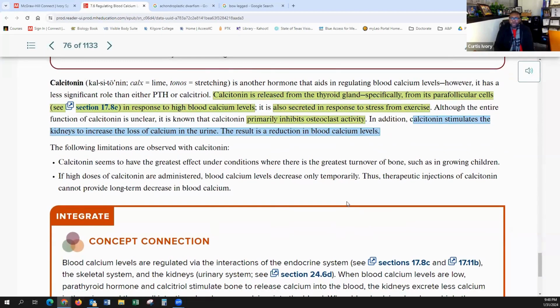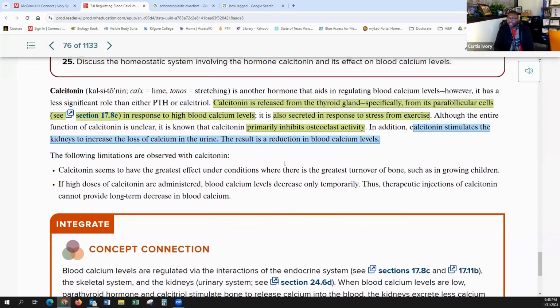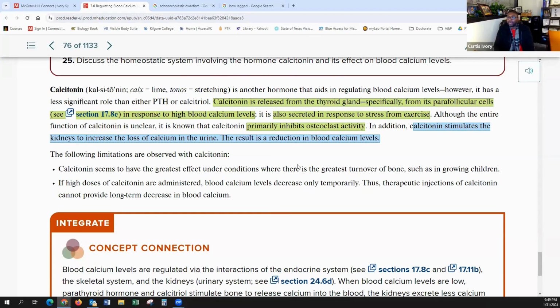Another one is calcitonin, which is released from the thyroid gland. Now, this is in response to high calcium levels. So parathyroid was in response to low calcium levels. But let's say now that our calcium levels are too high in the bloodstream, we now have to start getting rid of them. So we're going to start telling the osteoblasts to start using that calcium to build our bones, and we're going to start telling our kidneys, get rid of this calcium. We got too much of it.